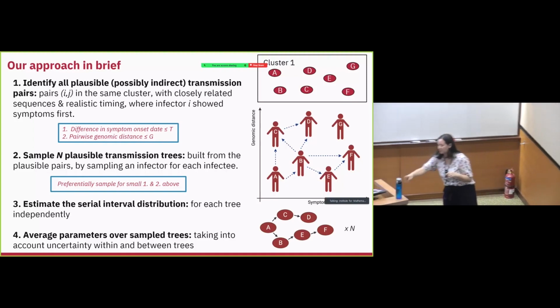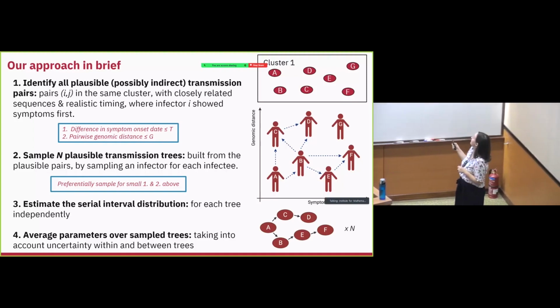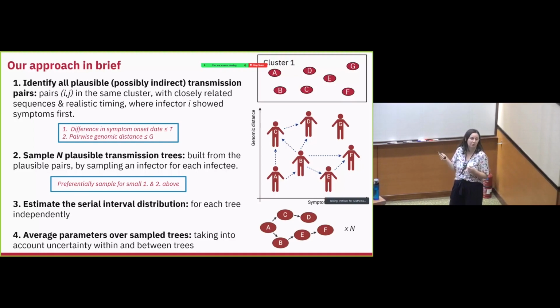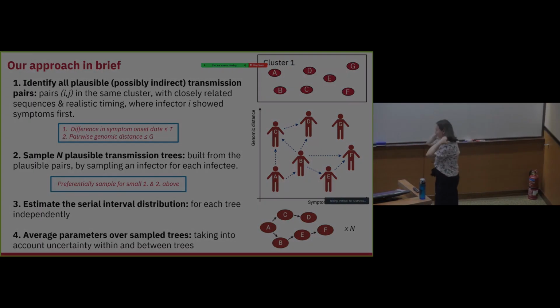One thing I didn't speak about is that it's highly possible, like for this case G here, that we don't find any plausible pairs for a person if there's nobody close. Then we just say we don't have enough information to work with G, and we discard them from that analysis. Thank you very much. Thank you.